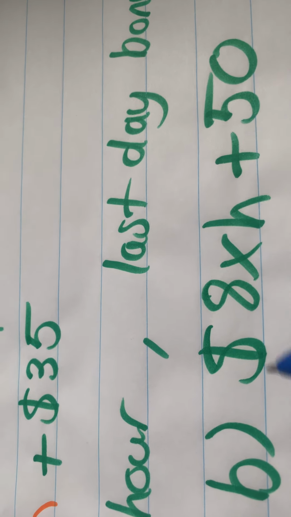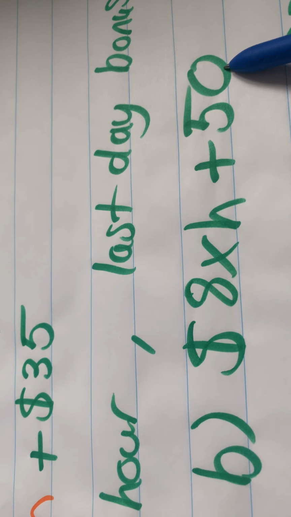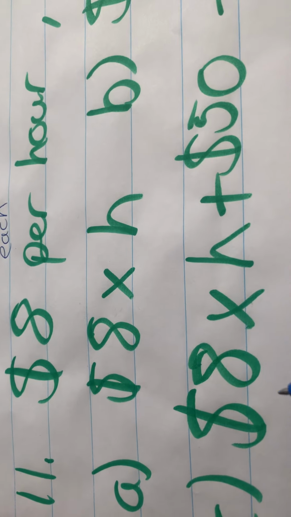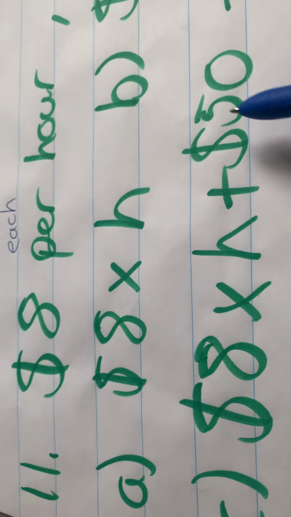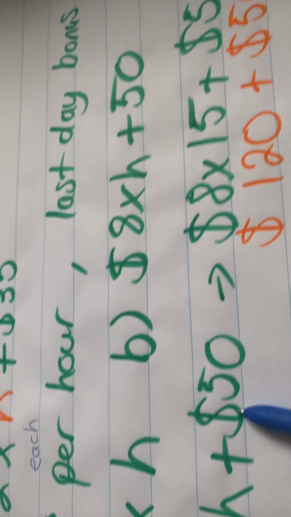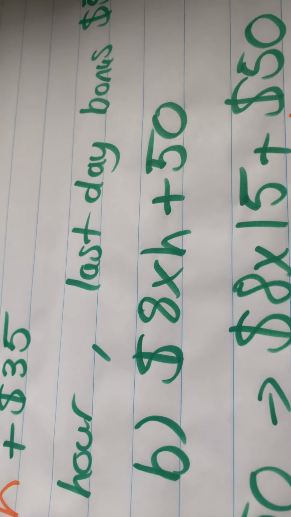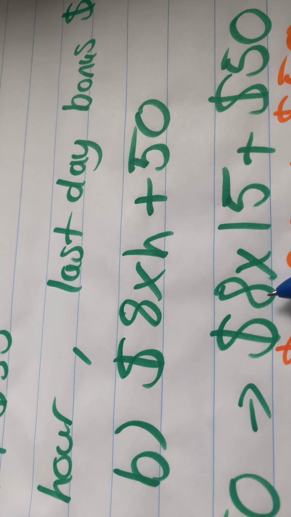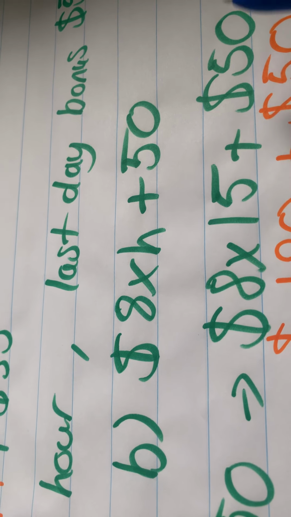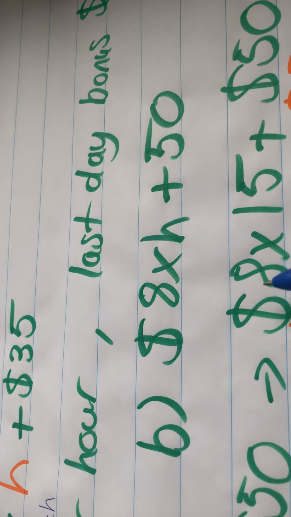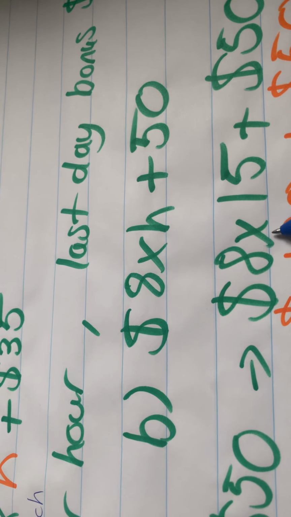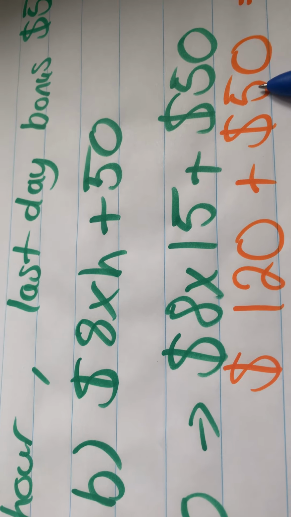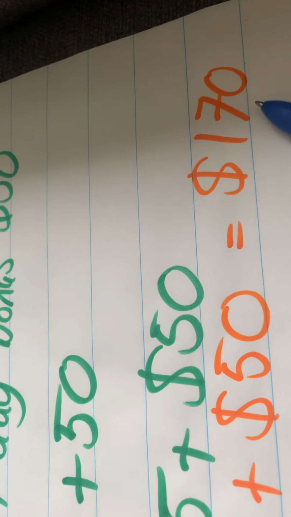Then C says, use this algebraic expression to find out what she would earn in 15 hours. Okay, so here's my algebraic expression. $8 times h plus $50. Because that's the bonus. What if she worked 15 hours? So I just took out the h and I put in a 15. Order of operations tells me I either have to do 8 times 15 or 15 plus 50. One of those has to happen first. I have to do the multiplication first. So 8 times 15 is 120 plus that's still that $50. I add those two together, I get $170.